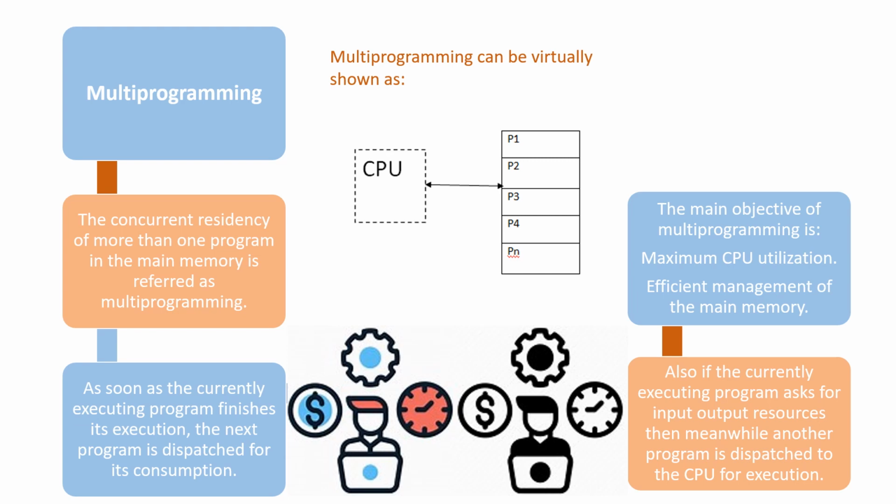This can be virtually shown like this. The processes P1, P2 up to Pn take their execution in the CPU one after the other. And if the currently executing process asks for input output resources, then in the meantime another process takes its execution in the CPU. So this is about what multiprogramming is. Hope you understand something about multiprogramming.